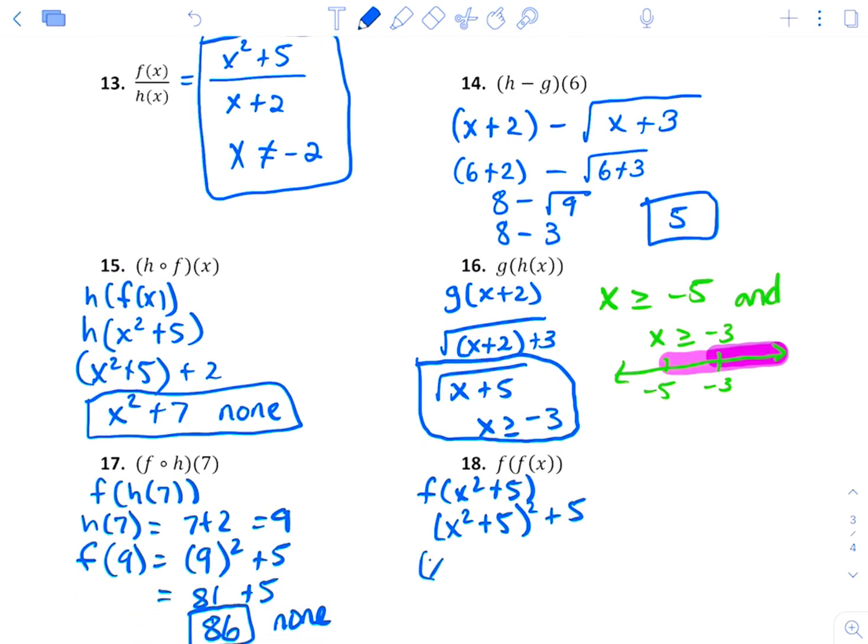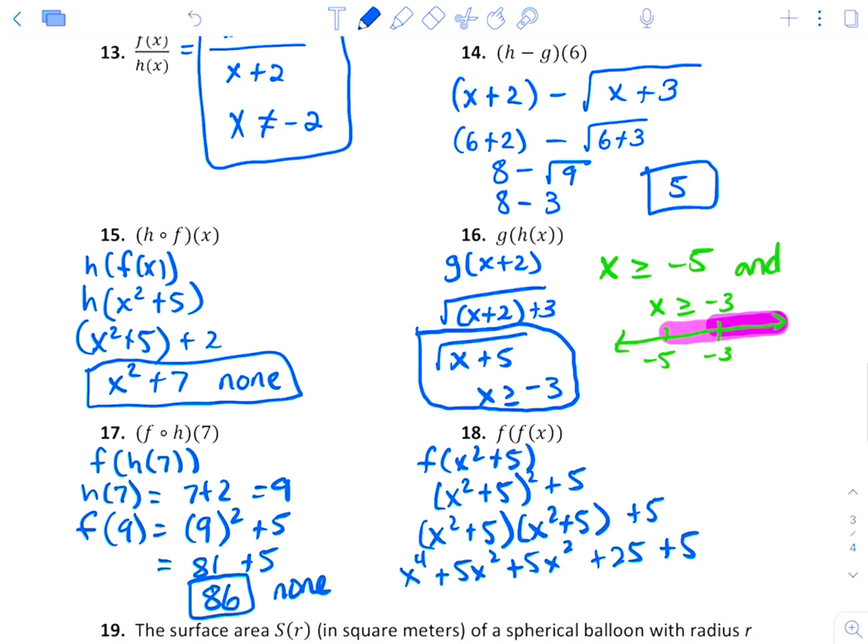So again, because we are squaring that group, I'm going to write this out twice, which tells me then that we will need to FOIL. So as we FOIL, this will become x to the 4th plus 5x squared plus another 5x squared plus 25 plus 5. And then we are combining our like terms. So x to the 4th plus 10x squared plus 30. And I'm not going to have any restrictions.